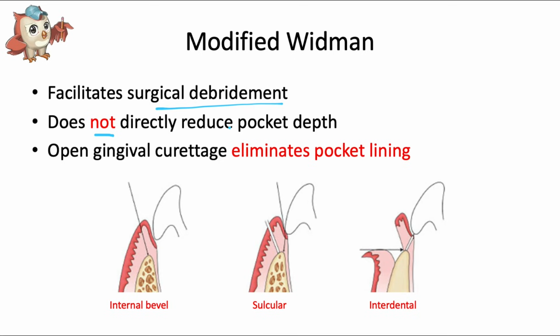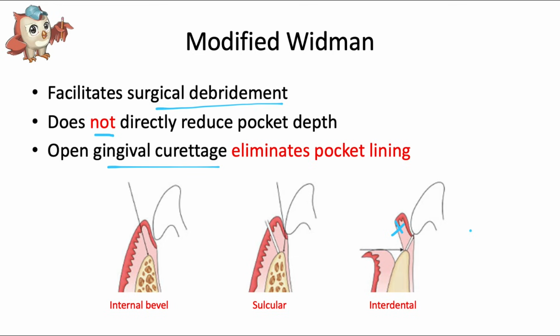The original intent of this flap is to access the root surface for the best scaling and root planing possible. In addition to that, the internal pocket lining is cut out via gingival curettage, removing any granulation tissue with it. The remaining flap is placed back where it started and sutured in place.